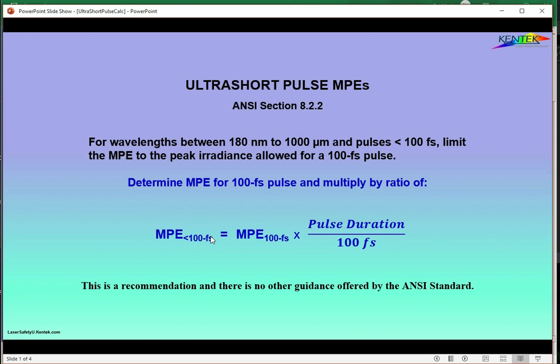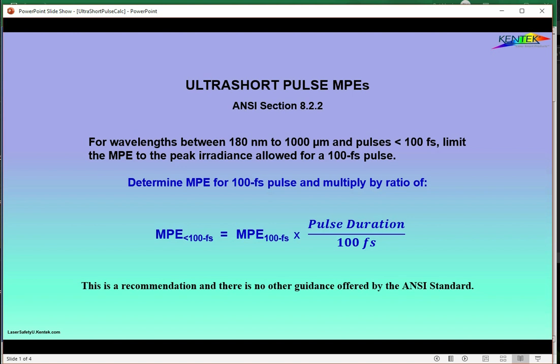100 femtoseconds is the shortest exposure duration in the tables, both ocular and skin. So what happens when we're dealing with a laser that has a pulse shorter than 100 femtoseconds? And boy, in these days, particularly with titanium sapphire lasers, we can run across lasers that have pulses less than 100 femtoseconds quite often in research labs and even in industrial, where they're doing micro machining with ultra short pulses. But how do we determine the MPE?